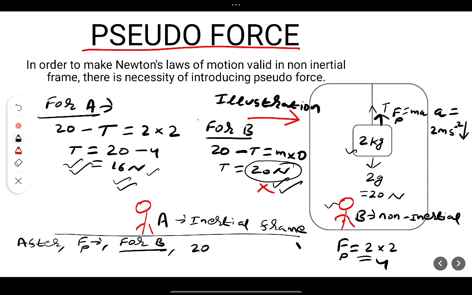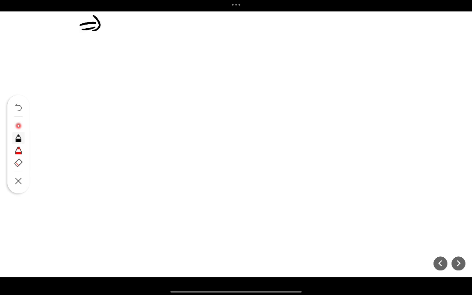20 Newton minus tension minus pseudo force is equal to 0. The body is at rest, so acceleration is 0; tension and the pseudo force are in the upward direction and 20 is in the downward direction. So 20 minus T minus Fp, where the pseudo force is 4, equals 0. This implies T is equal to 20 minus 4 Newton, so T is equal to 16 Newton.